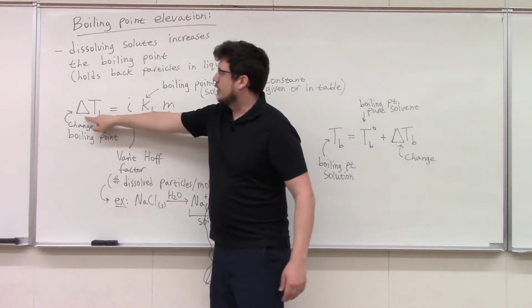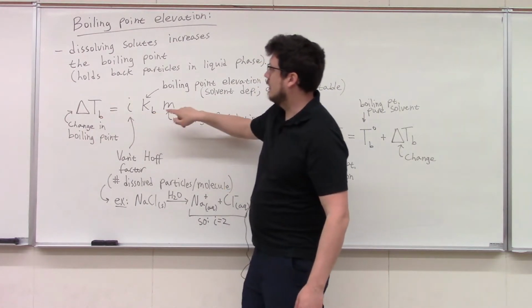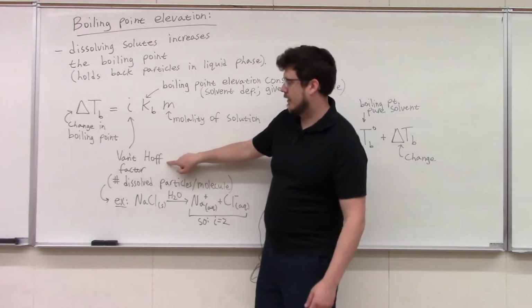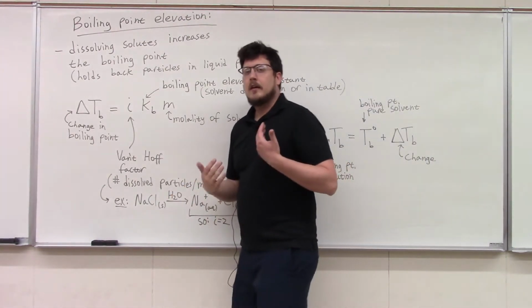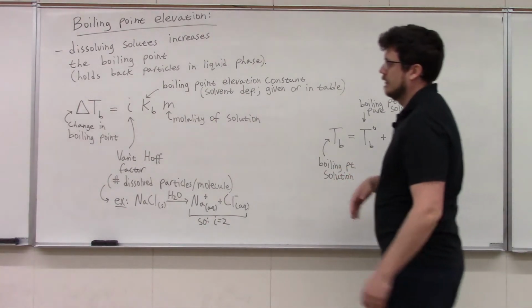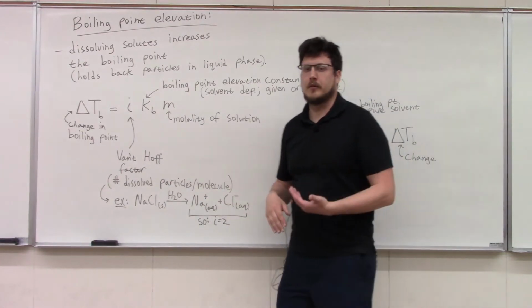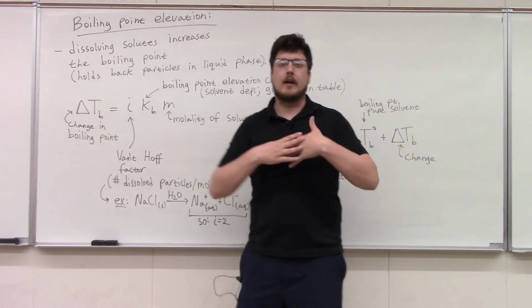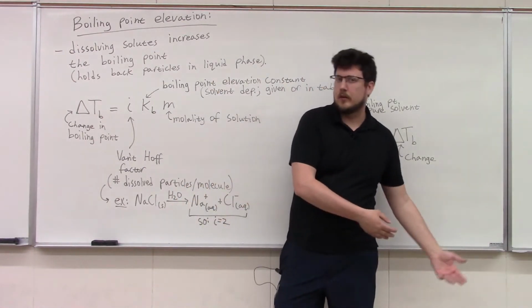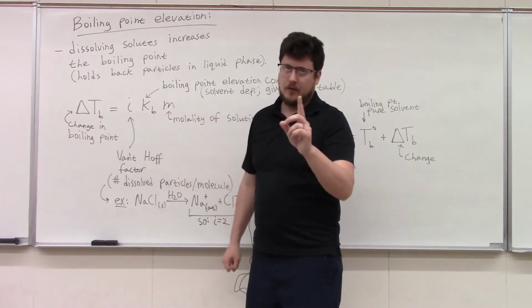And so the change in our boiling point, this is going to be a positive value, is equal to i Kb times m. And so i is the Van Hoff factor, and there's the theoretical approximation of it, and there's the physical reality. The theoretical approximation is just the number of dissolved particles per molecule. So ionic compounds are going to break into their constituent ions. Covalent molecules are going to dissolve whole, they're not going to fall apart.